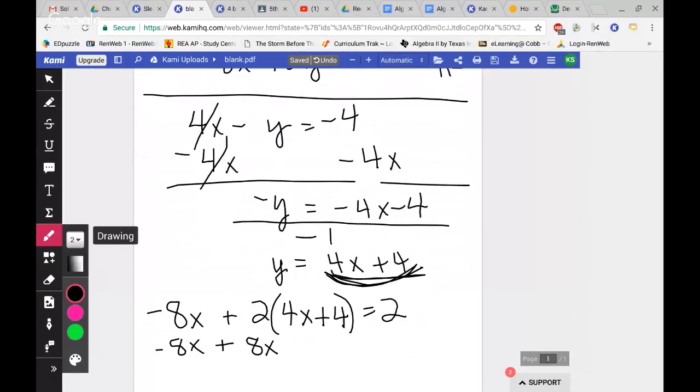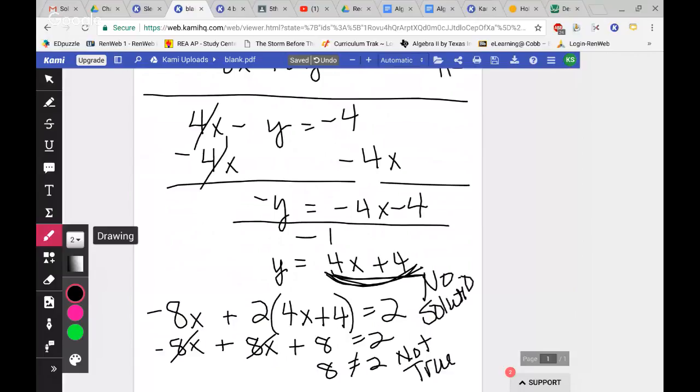So I distribute this 2. And I've got a negative 8x plus 8x. Those are going to cancel. And it's going to leave me with 8 equals 2. That is not true, which means there is no solution. And it means that they're parallel lines. Okay?